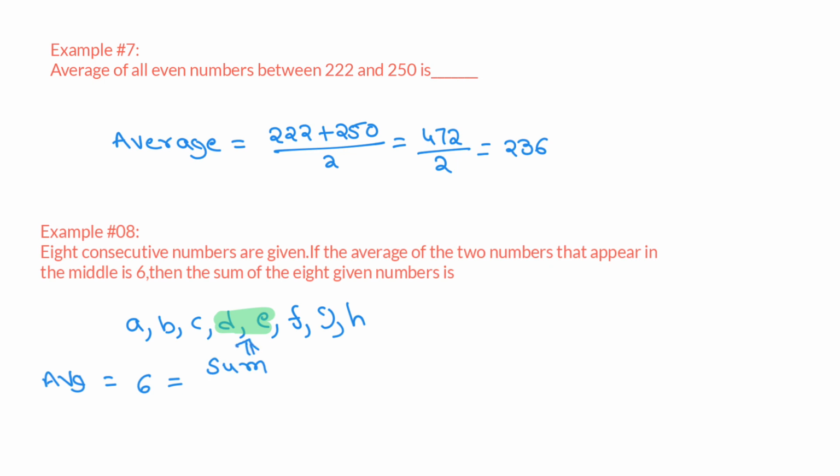So this 6 is the average of the given sequence, and this is nothing but sum of these 8 numbers over the count, that is 8. Here we need sum of the 8 given numbers, which is equal to 6 times 8, which is 48.